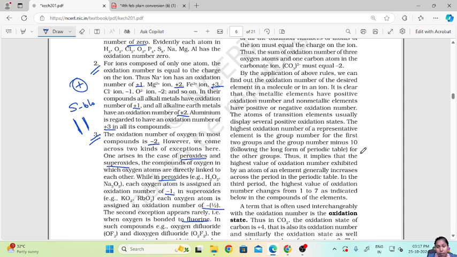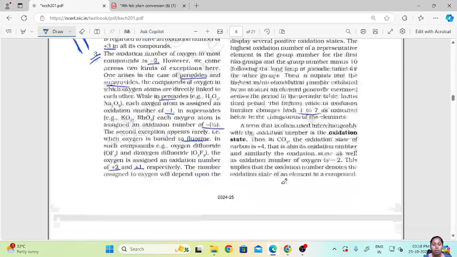Thus, it implies that the highest value of oxidation number exhibited by an atom of an element generally increases across the period in the periodic table, as we go from left to right. For the third period, the highest value of oxidation number is 7, as indicated below in the compounds of elements.